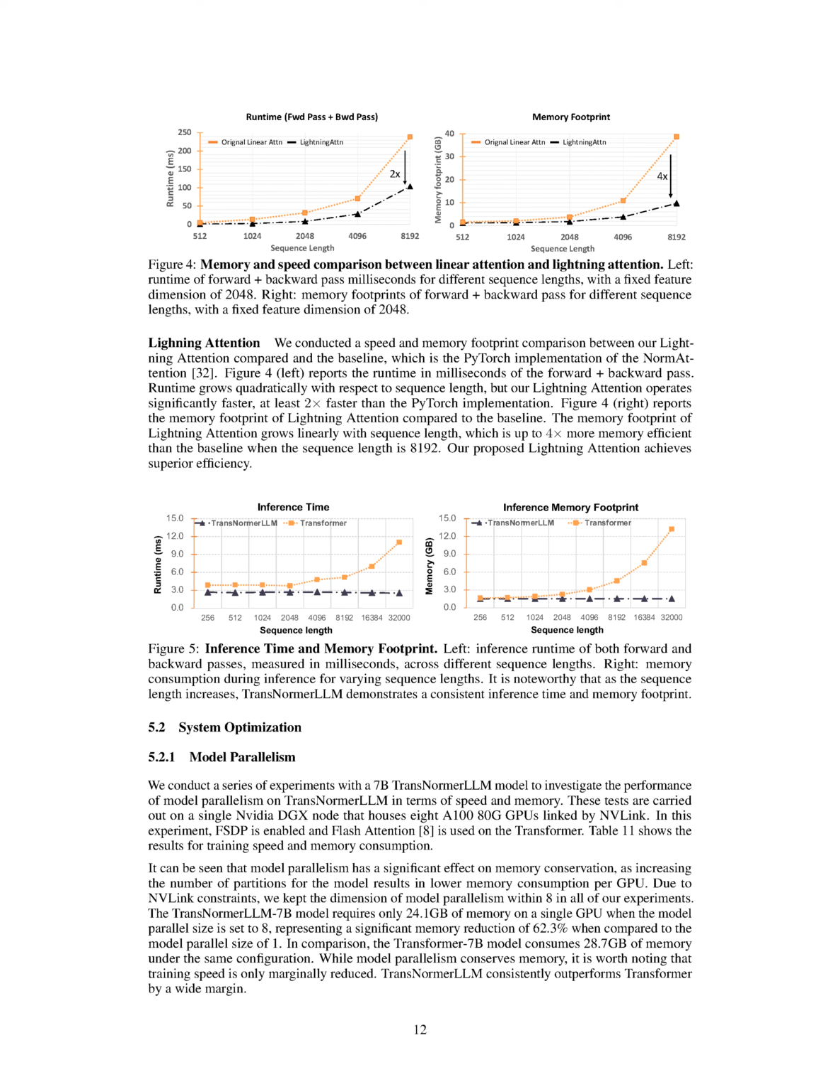The memory usage of lightning attention increases linearly with sequence length, but it's up to 4 times more memory efficient than the baseline when the sequence length is 8192. This shows that our lightning attention is highly efficient.